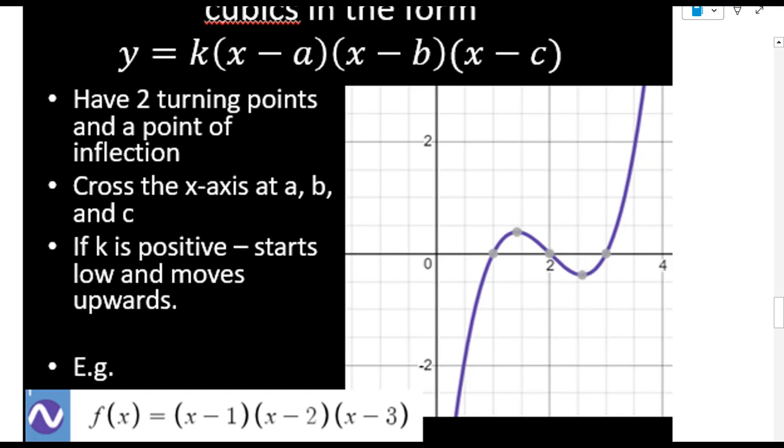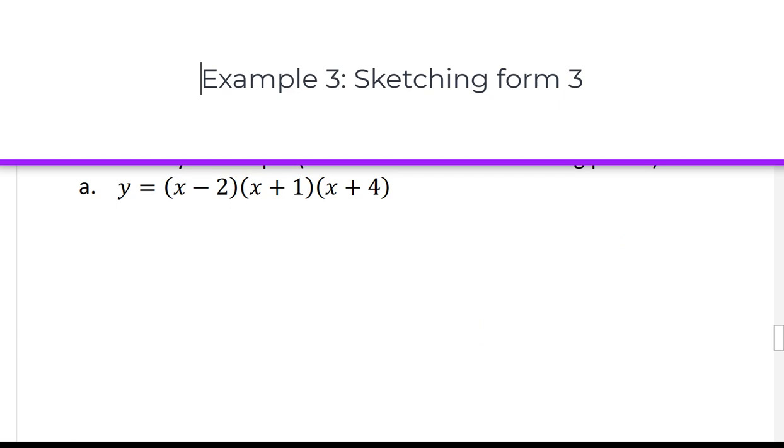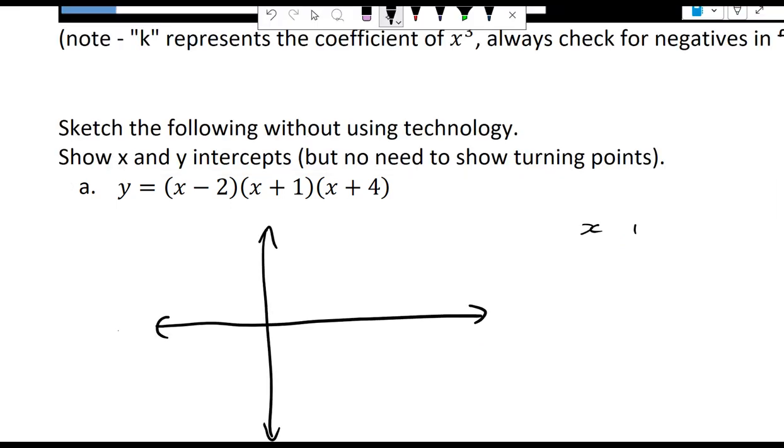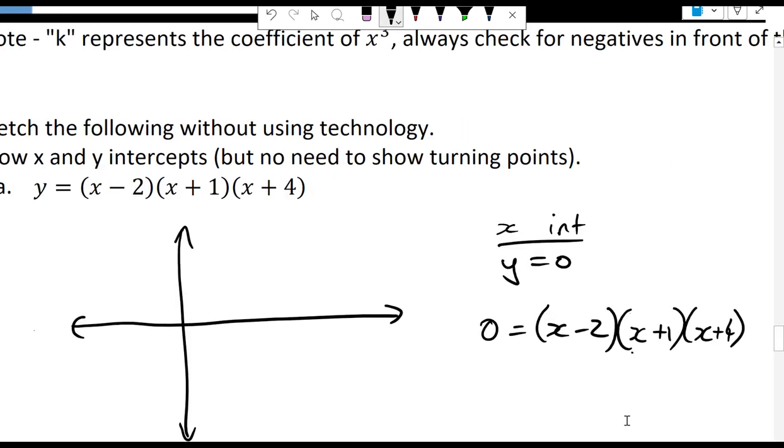If k is positive, again, it starts low and moves up. If it's negative, it does the opposite. So let's do an example of this form. Again, draw the Cartesian plane. So if we go x-intercepts, y equals 0, one of these things, because they're all being multiplied, has to equal 0.